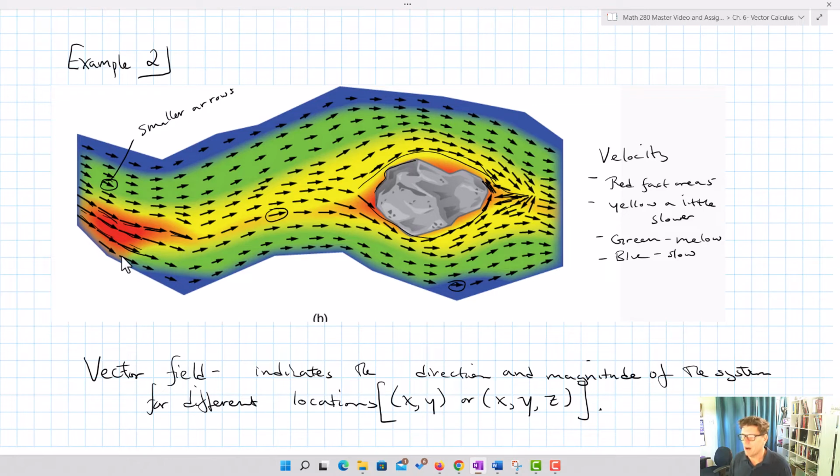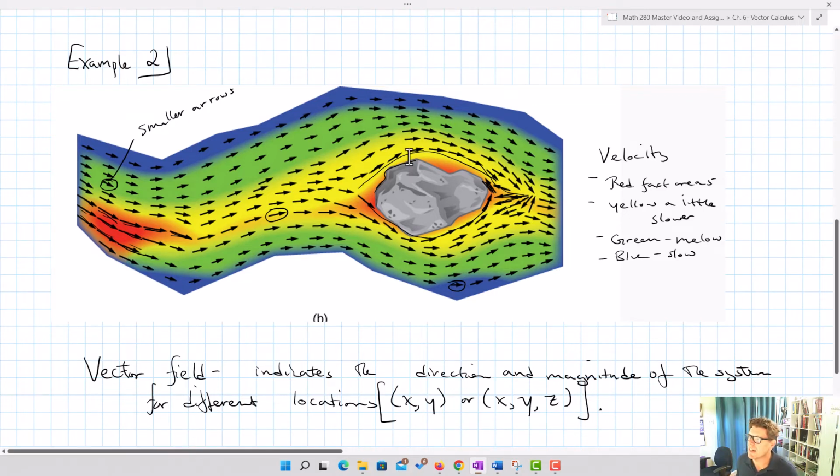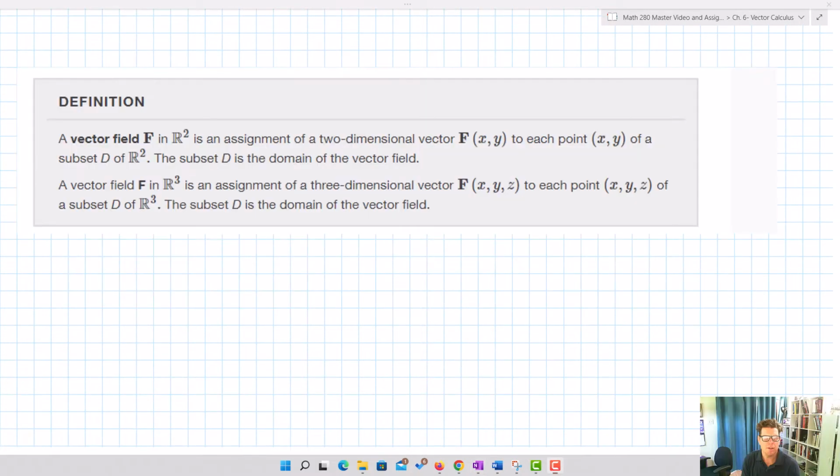So that's the basic idea of a vector field, that's what we're going to be working with here. All right, so let's define a vector field. A vector field F in R2 is an assignment of a 2-dimensional vector called big F of x, y to each point x, y on a subset D of R2. The subset D is called the domain of the vector field. We can also do this in R3. That's a 3-dimensional vector field, and it is an assignment of a 3-dimensional vector F of x, y, z to each point x, y, z of a subset D of R3. So the subset D is going to be the domain of the vector field.